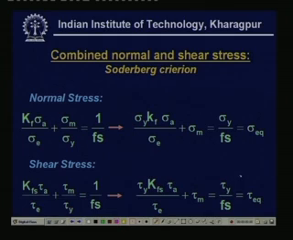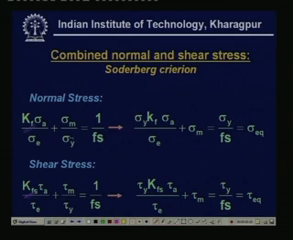The next is the expression for the situation of combined normal and shear stress, and here we are considering the Soderberg criterion only. As you know, in case of ductile material, we multiply the stress amplitude by the fatigue stress concentration factor Kf, and similarly in case of shear we use a fatigue stress concentration factor for the shear.